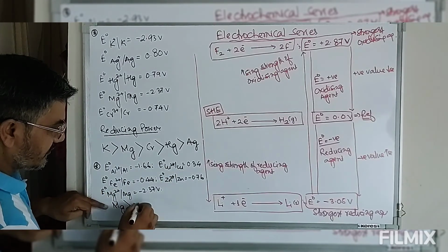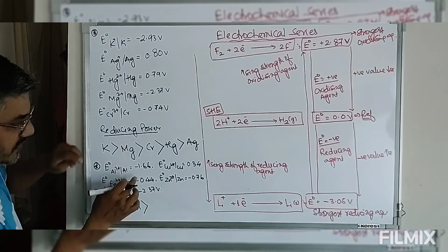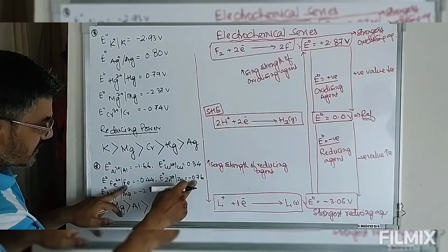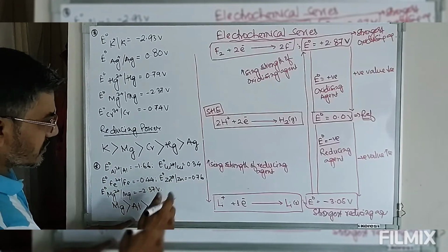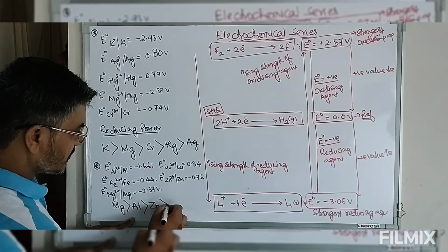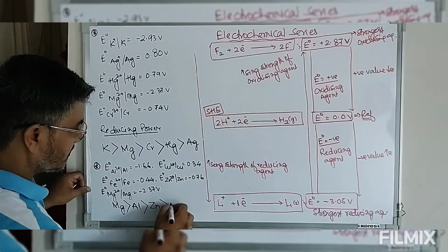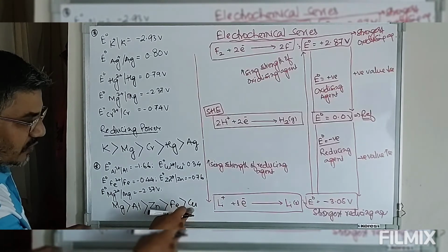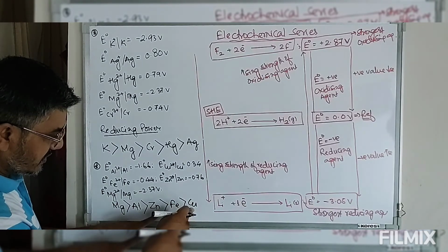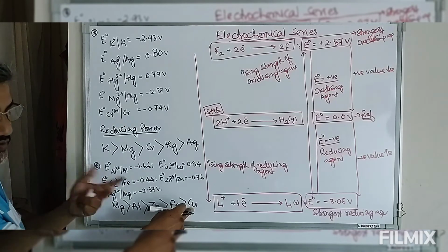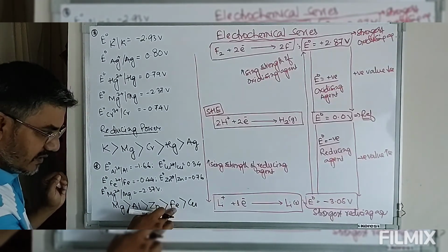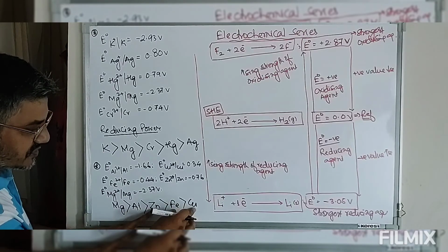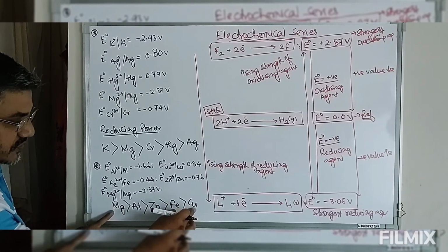After aluminum, the next value is zinc. So zinc can displace iron and copper from its solution. After zinc we have iron, then we have copper. So copper cannot displace iron, zinc, aluminum, magnesium ions from solution, but iron can displace copper. But iron cannot displace zinc, aluminum, magnesium from solution.